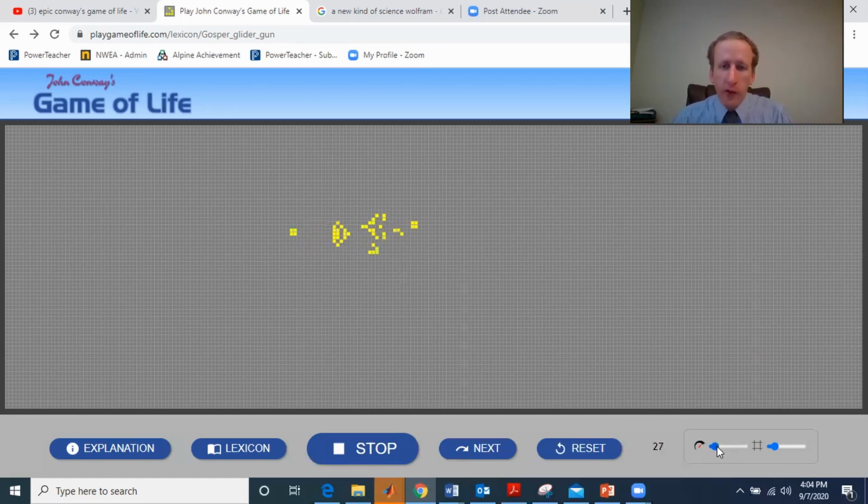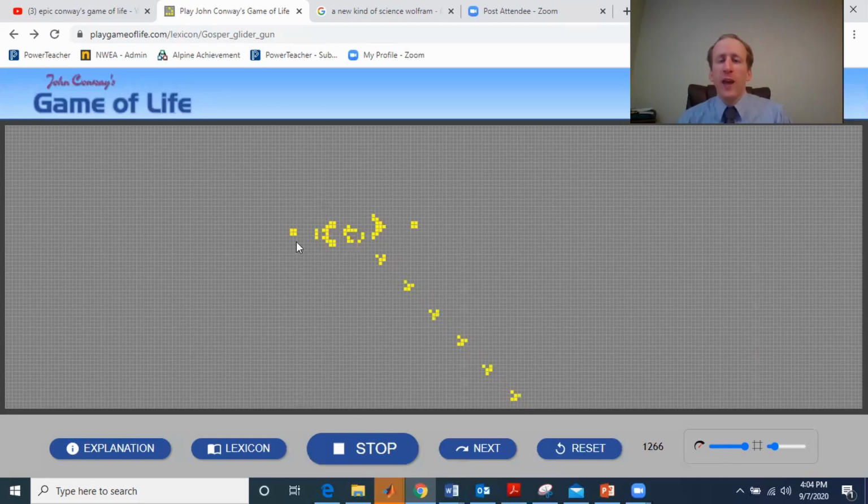I'm going to speed it up a little bit. And now you can see the second glider is coming into existence. If we speed it up a little bit more, you can see lots of gliders come into existence. And this proved that you could have an infinite number of cells be made by a finite starting point, which is really interesting.